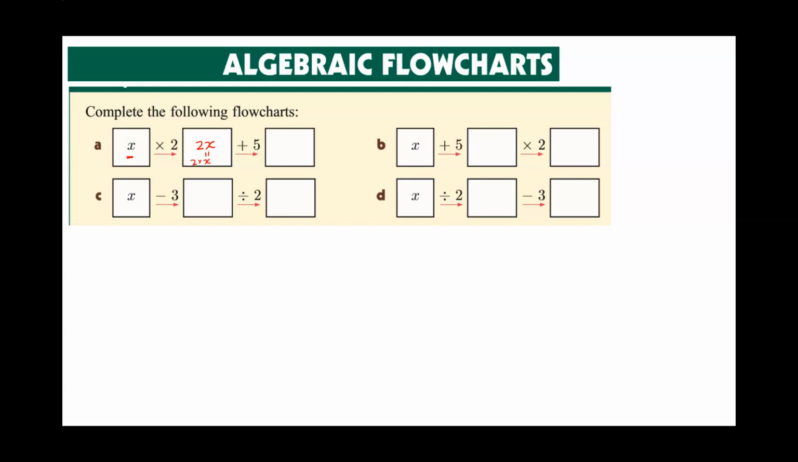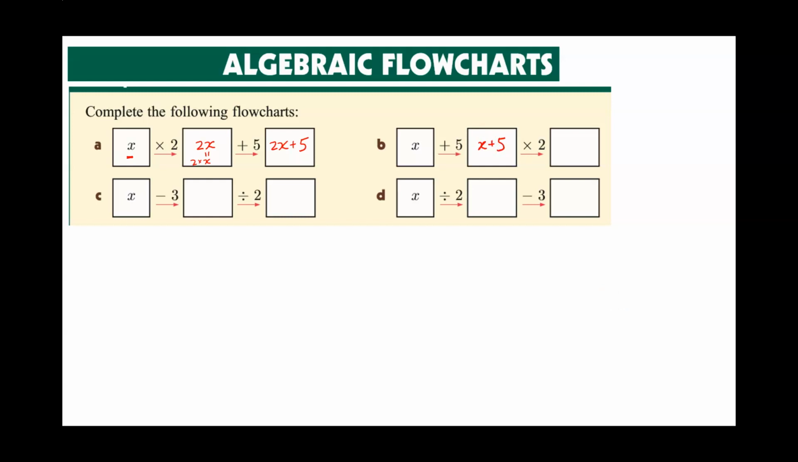And then I want to plus 5. So 2x then plus 5. What that means is x will go through times 2 and then plus 5. Second one, x has to plus 5 first, and then I have to times 2.